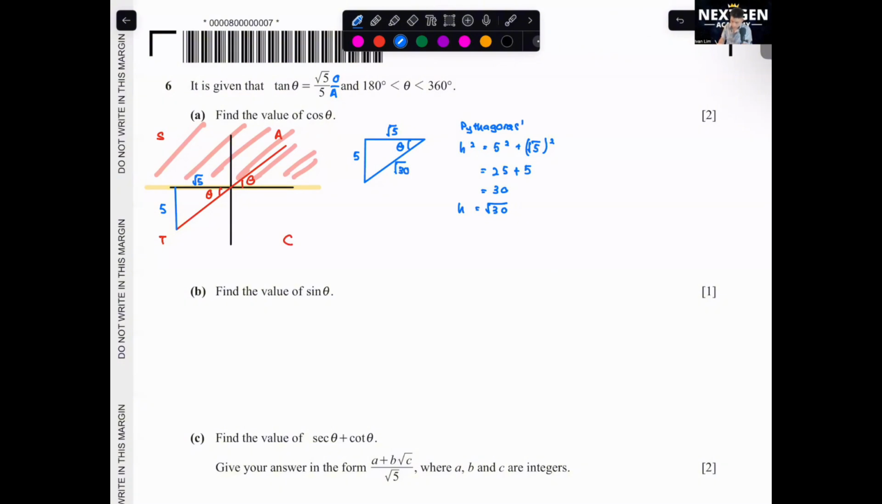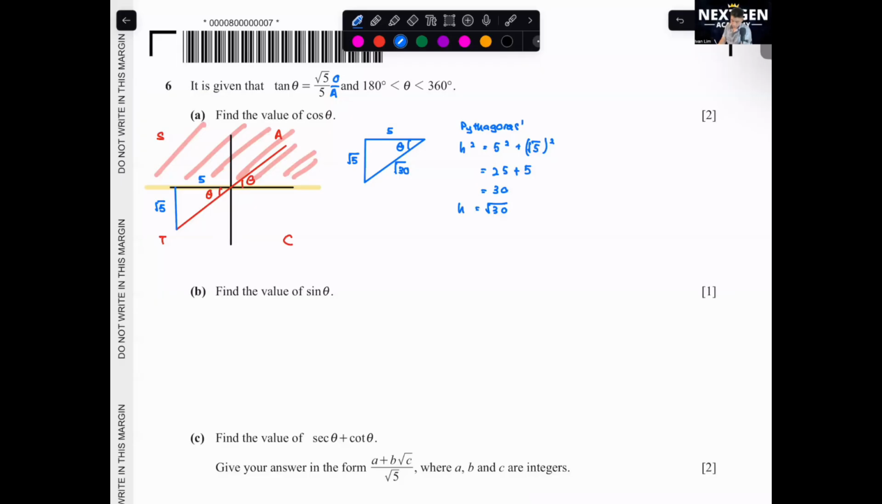Then cos is adjacent over hypotenuse. Wait, hold on a minute. So cos is adjacent over hypotenuse. Did I do something wrong here? Opposite. Oh, sorry. Teacher did wrong already. Here is supposed to be the other way around. Root 5 and 5. So you see, I have to double check. So this is root 5. This one is 5. But the hypotenuse will still be the same value.